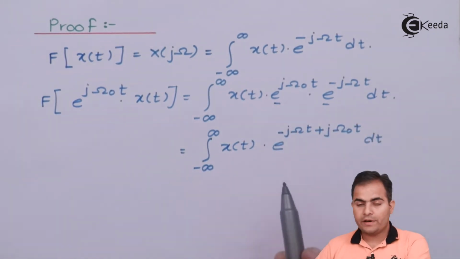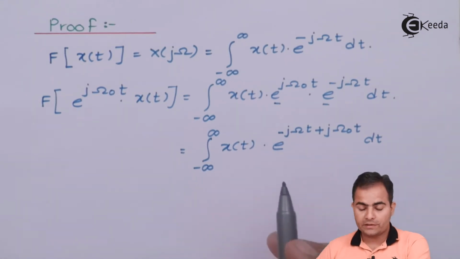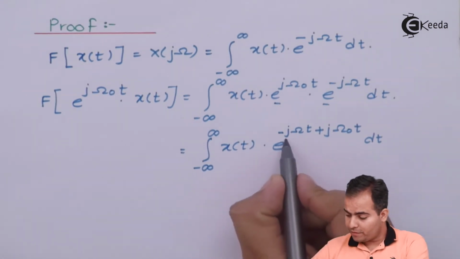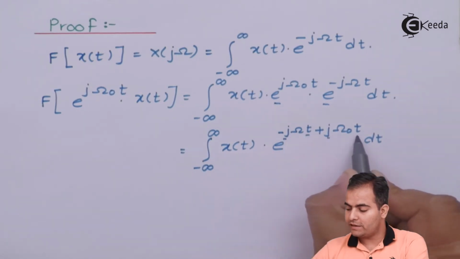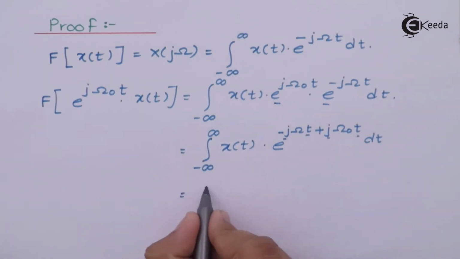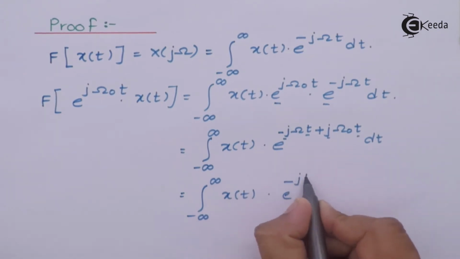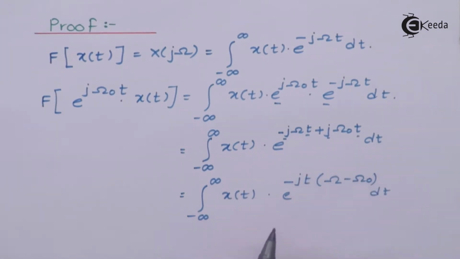Now, look here. After adding, you will get this equation. But what I'm going to do is take minus jt common from both terms. So I will get e to the power minus jt into (omega minus omega naught) inside the bracket. But if I consider this as my omega, then I can say that e to the power minus j omega t dt and x of t is nothing but my definition of a Fourier transform. So we will use the definition of Fourier transform over here.